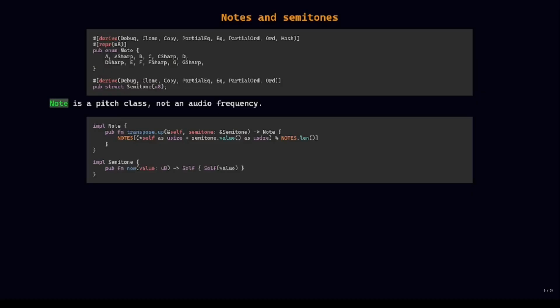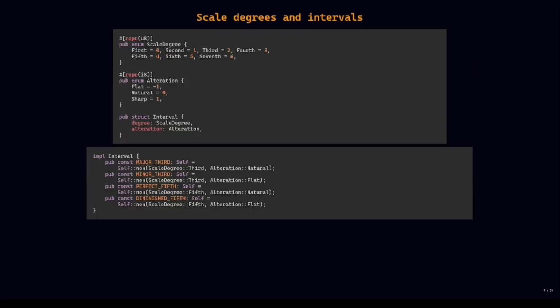As you can see, the semitone itself does not restrict to 12, because you can go like 200 semitones up from some note, and sure, it's just a modulo of the 12, but it's a concept you can express if I attach an audio frequency to it. The second one is scale degrees.